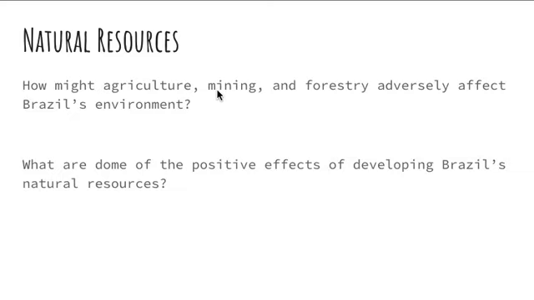How can you harvest the rainforest? How can you get to the mining? And how can you have productive farmland in what is generally an appropriate climate for those type of things? How can you do that appropriately without hurting the environment? Because all three of these, agriculture, mining, and forestry, can have bad effects on Brazil's environment.